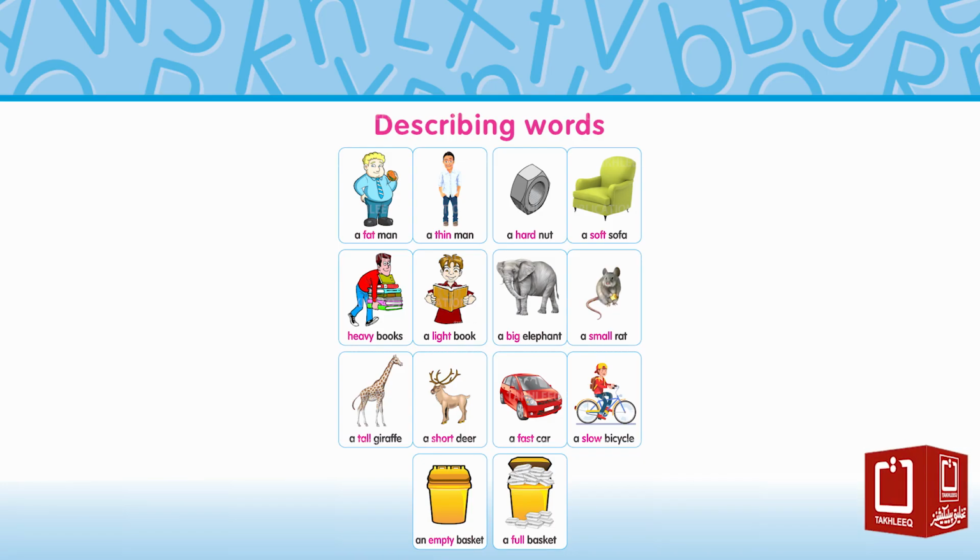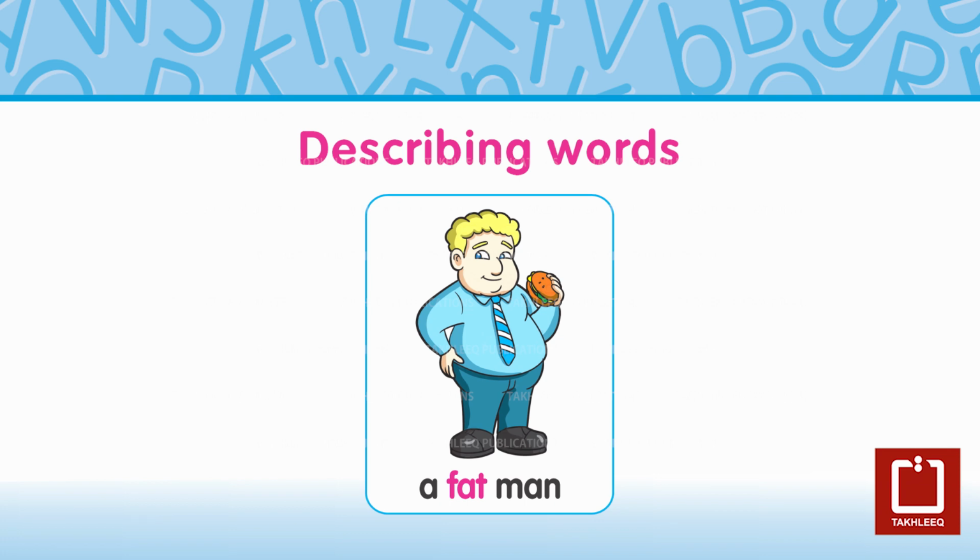Describing words. Dear children, now we learn about describing words. Here we see a man who is fat in the picture. A fat man.